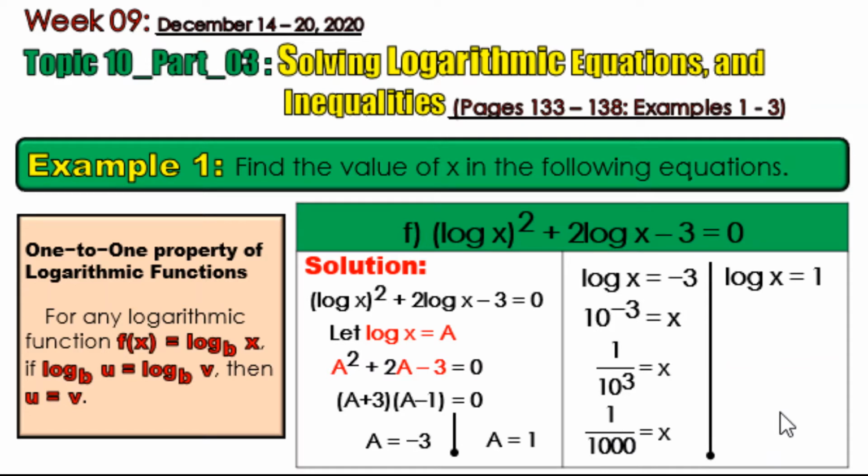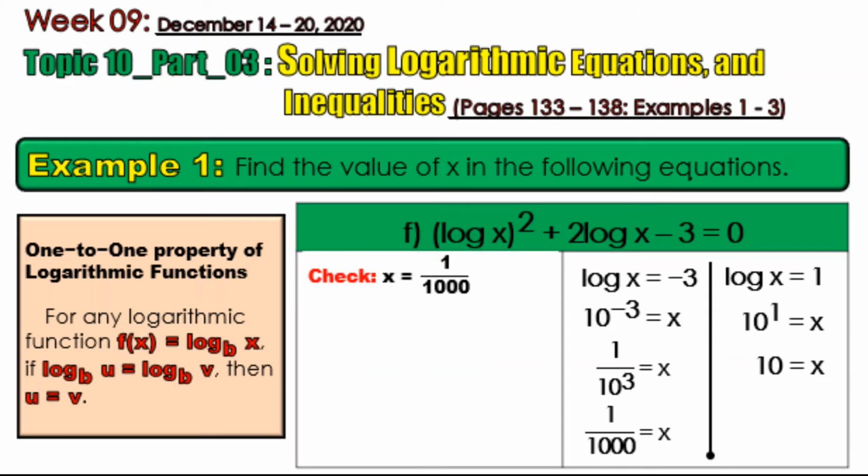For the second value of x, we have logarithm of x equal to 1. Expressing this in exponential form, the base is 10, the exponent is 1, and the argument is the answer. So 10 raised to 1 is equal to x, therefore x is equal to 10. In this case, we have two values of x: 1 over 1000 and 10. We will check if these are really the values of x.